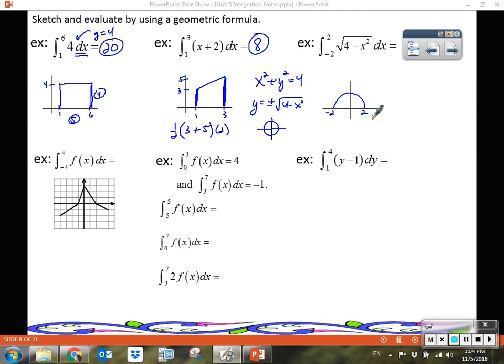So we can just use our formula for the area of a circle. We'll do half, and then pi r squared. R happens to be 2. So basically we've got 4 times a half, so our answer would be 2 pi. That's the measurement of the area under the curve.